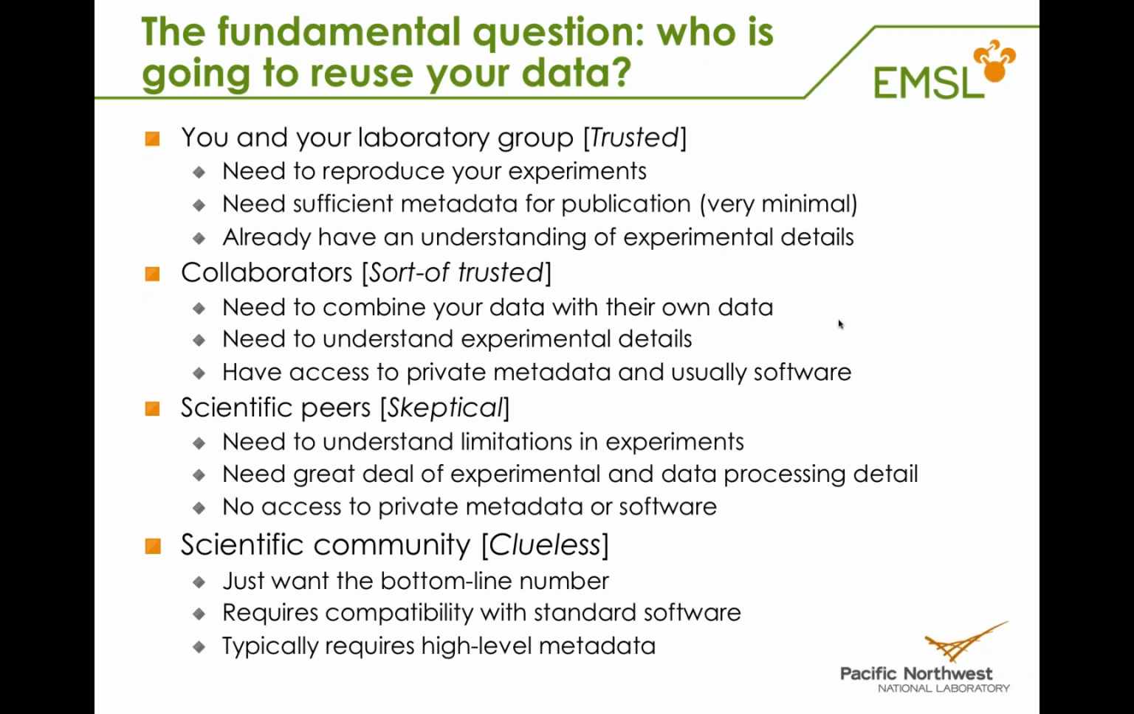You also need to have access to private metadata, and usually software that other people won't. Then it goes to your scientific peers. These are your friends and neighbors, at another institution, who basically are competing with you at some level. What they want to know is what the limitations of your experiments are. In other words, what don't they do? Because what they want to do is add on to your work. So they need to know where your data doesn't work and where it does work. So they need a different type of information.